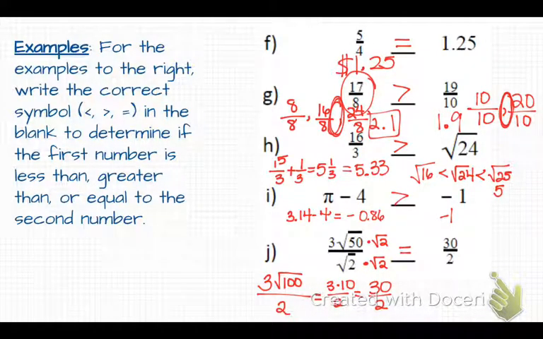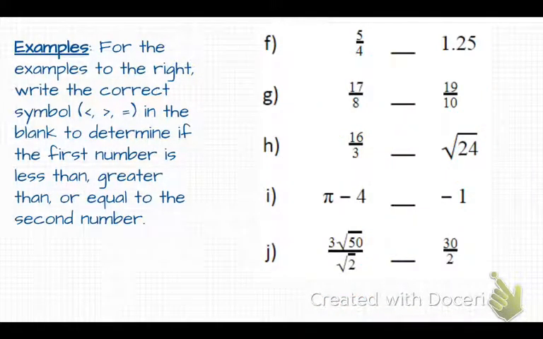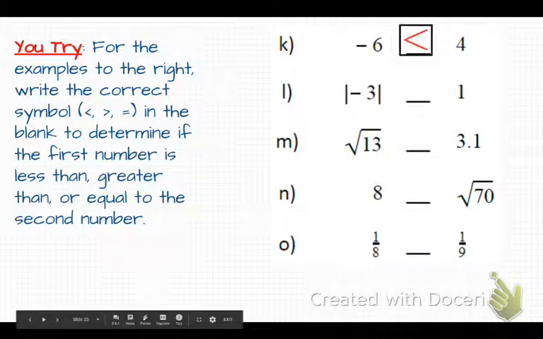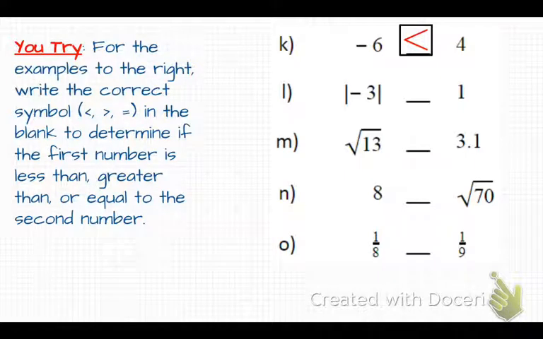Okay, I'm going to give you 10 more. You're going to try these next 10. You can do them in your groups. I'm going to give you 5 and then 5, and we'll check our answers. Do these first 5 in your groups. Okay, -6 and 4. What is our answer? 4 is greater than -6. What about the absolute value of -3 and 1? Absolute value of -3 is bigger, because the absolute value of -3 is +3.